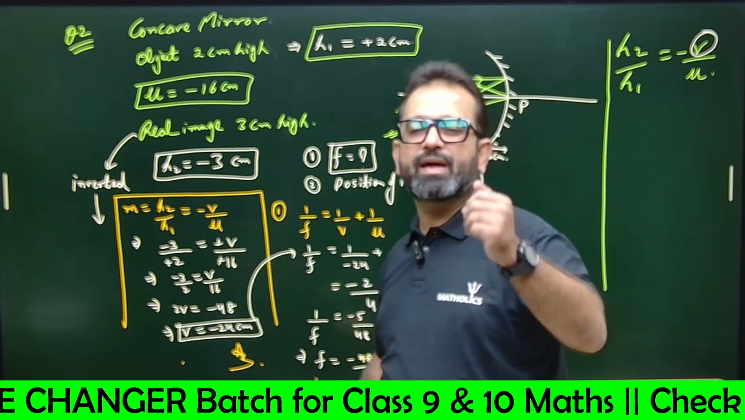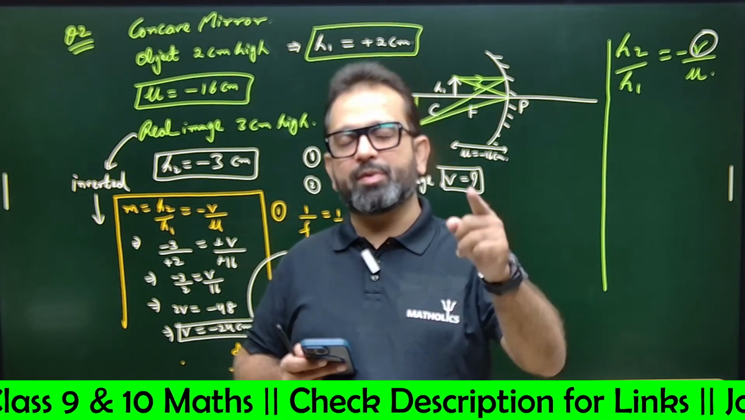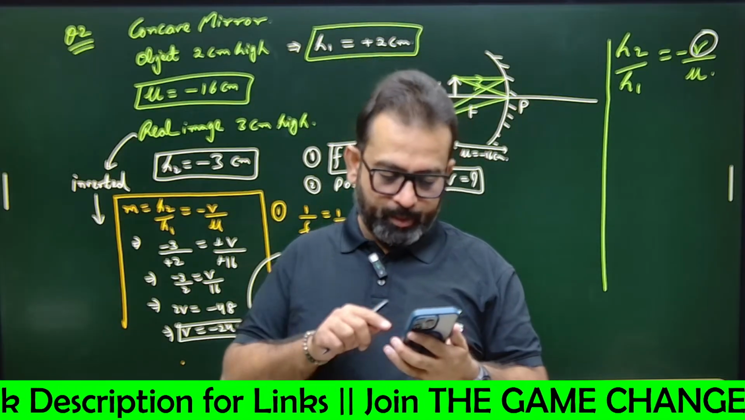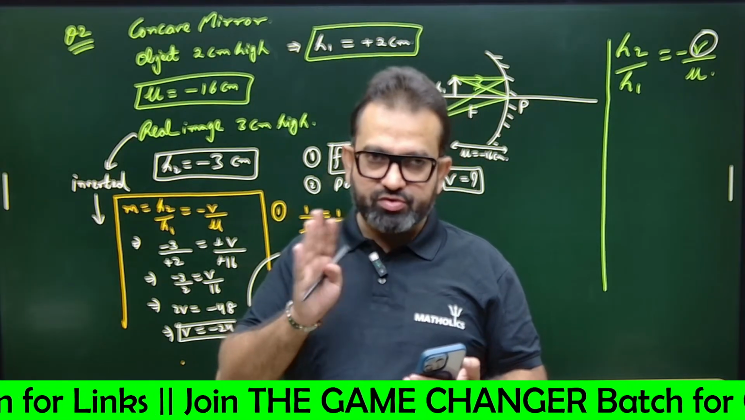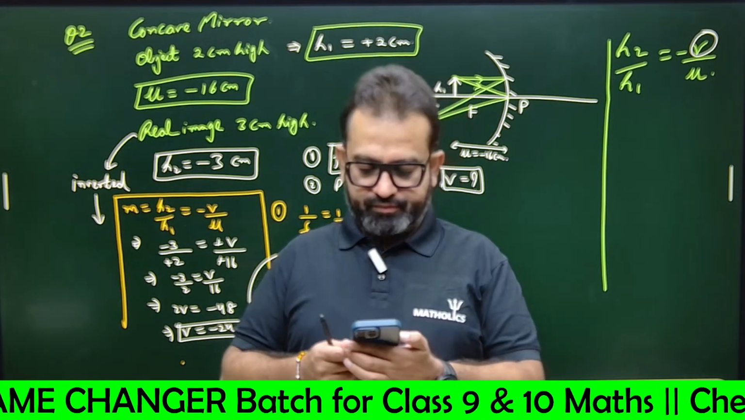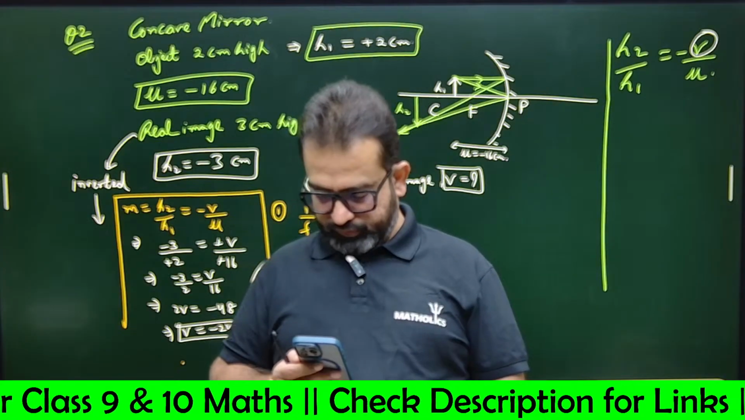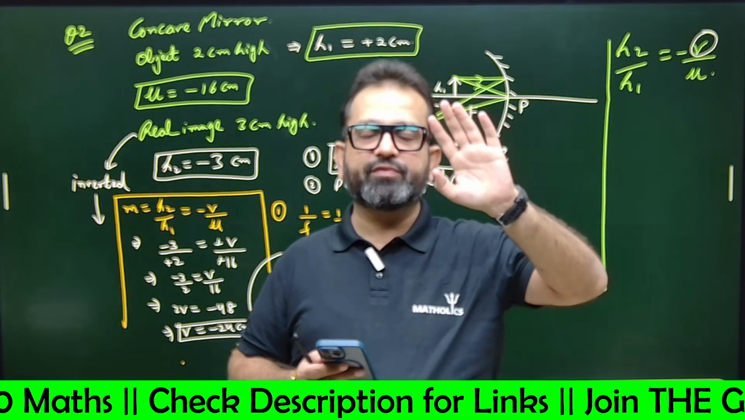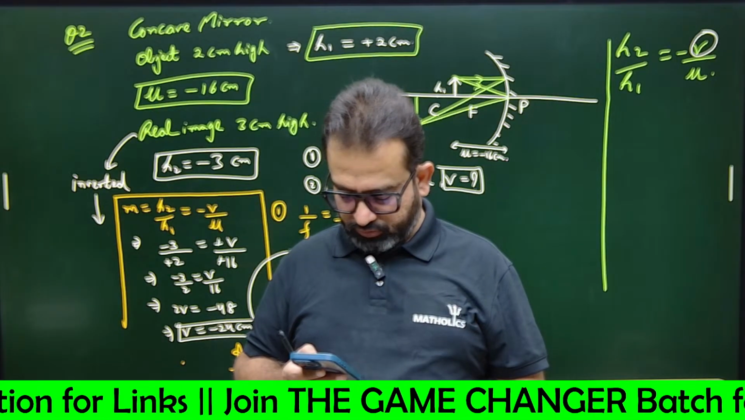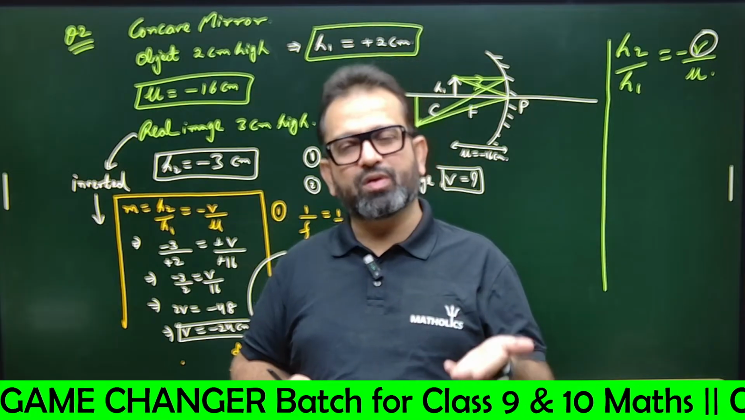Tell me, focal length will be negative or positive in this case? Whatever the answer comes, focal length will be positive or negative? Tell me. Come on, I'm not going to solve. If you calculate, focal length will come out to be positive or negative? Negative. For a concave mirror, focal length will be negative.